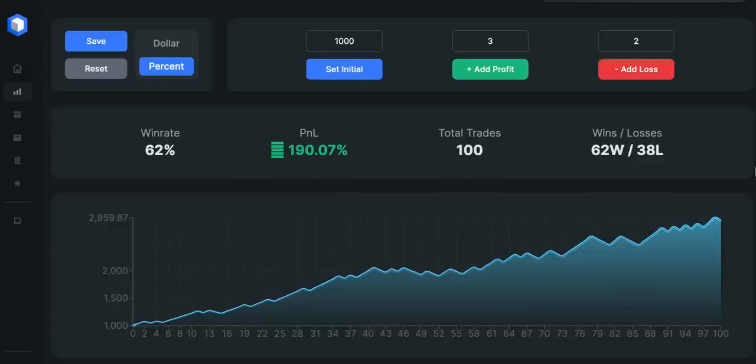However, I do believe that the win rate for the strategy can be improved even more. You just need to tweak the settings on those indicators or potentially replace some of them.